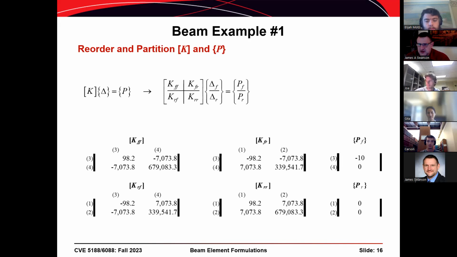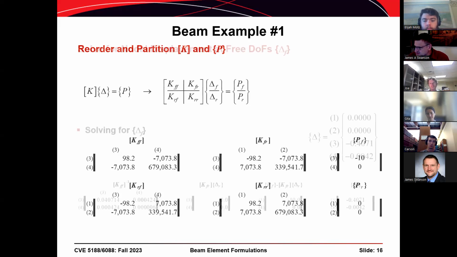What we're going to do is reorder and partition our matrix. So we have the free matrix, K sub FF, corresponding to degrees of freedom 3 and 4. We have the restrained matrix, K sub RR, corresponding to degrees of freedom 1 and 2. And then we also have K sub FR and K sub RF. Note that the loads P sub F correspond to degrees of freedom 3 and 4, and the loads on the restrained degrees of freedom are on degrees of freedom 1 and 2, and that's equal to 0 in this case.